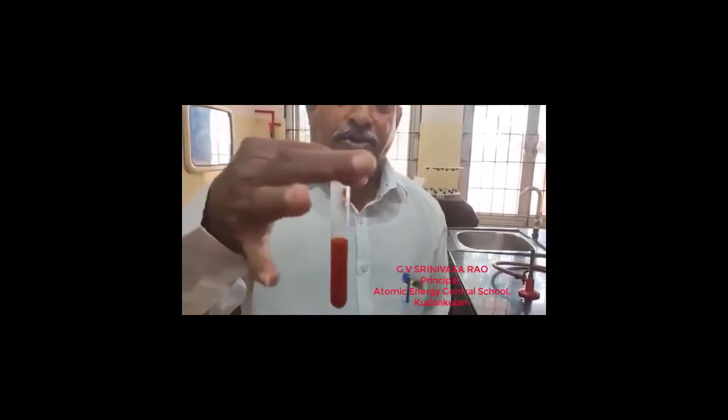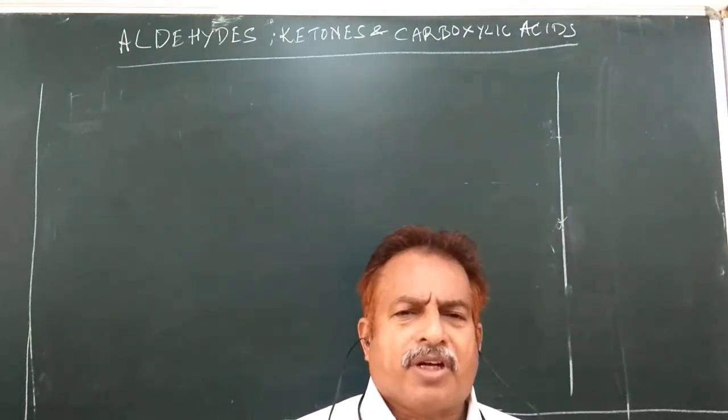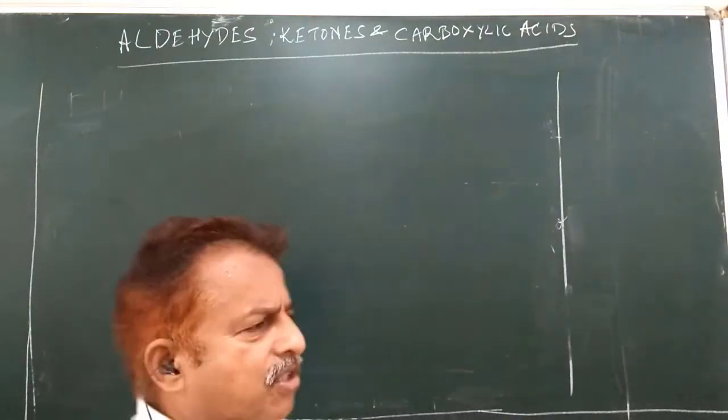Now, what is observed here? A brick-red precipitate of cuprous oxide. This reaction is responded to by aldehydes, but not ketones. Now, discuss the reaction of aldehydes with Benedict's solution.